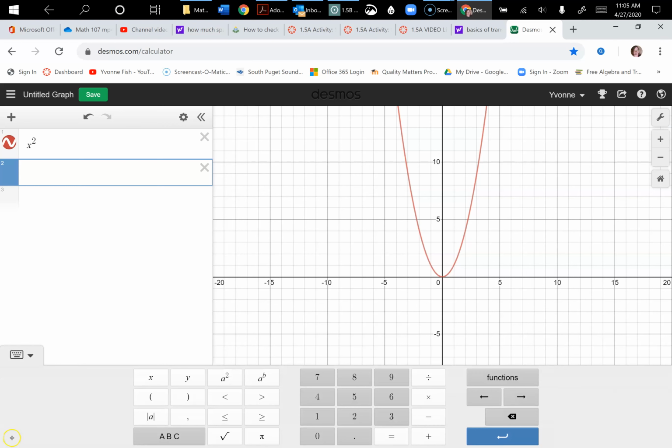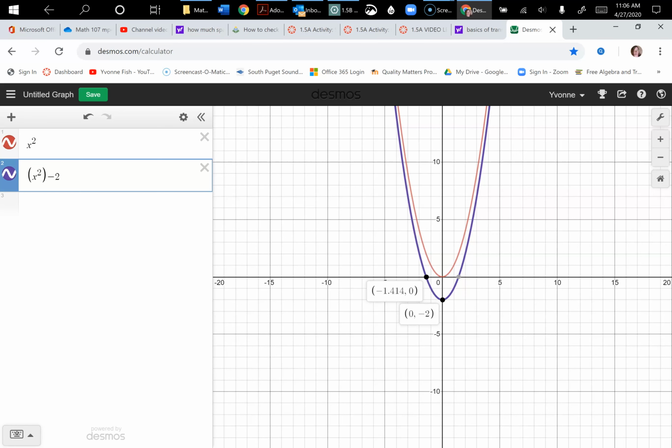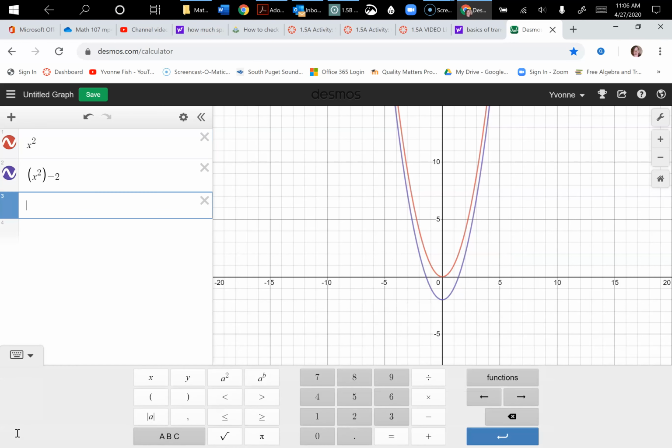So if we have X squared, our output minus 2, just the whole thing shifts down. You can see the points here for the intercepts, but basically we're just shifting down everything by 2. Likewise, if we did it as adding, we could add 2, do the same thing, and it would shift up. Every Y value goes up, the X's stay the same.